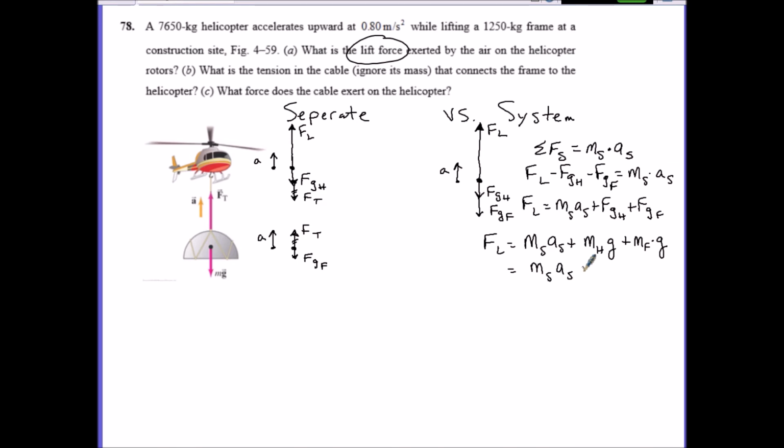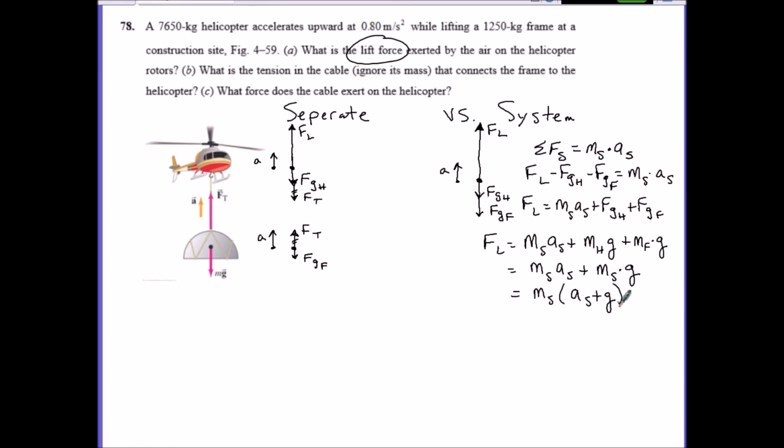We don't have to do this. You might already see what it is that I'm doing. I can combine that to be mass of the system times g. And yeah, we could actually pull out that common mass of the system and then multiply that by the acceleration of the system plus g. Interesting. It's a nice equation.